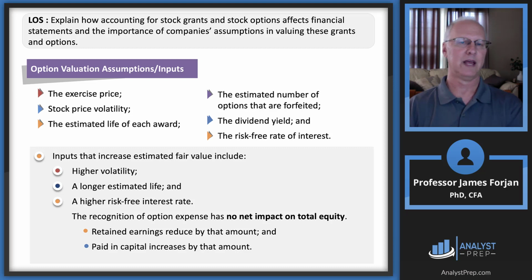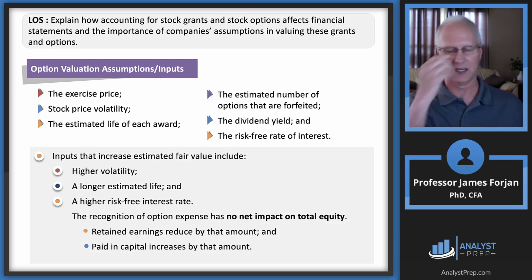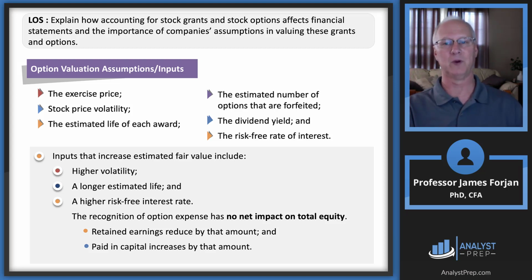Here are the variables that you need to compute the fair value of an option using the Black-Scholes-Merton model and also the binomial model. You need the exercise price, you need stock price, volatility. That's usually the standard deviation of the underlying shares, estimated life. And this is the big difference between just valuing a regular old call option on a share of stock, because those things expire typically in the short term. But these executive stock options, they have expiration dates of 5 years, maybe even 7 years. We need a risk-free rate of interest, and we need a dividend yield.